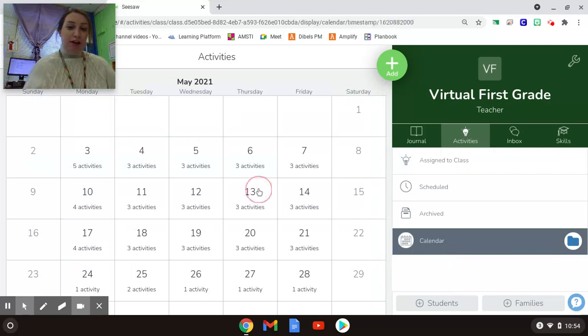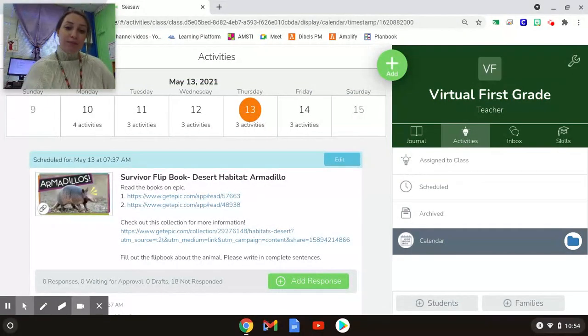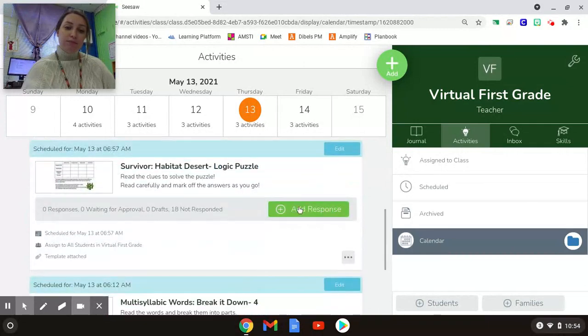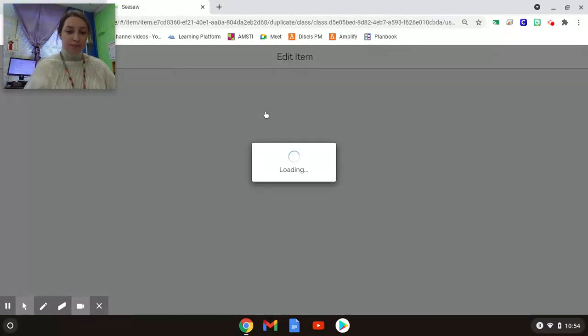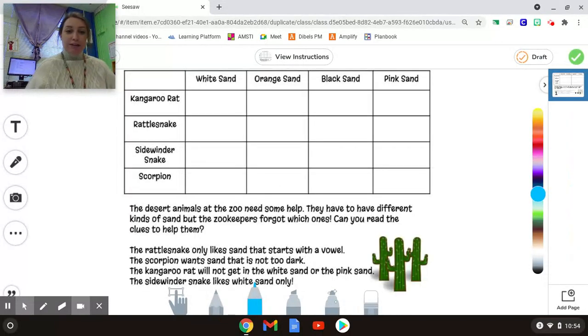So Thursday is our logic puzzle here. Okay, so it says desert animals at the zoo need some help. They have different kinds of sands, but the zookeepers forgot which ones. Can you read the clues and help them out? All right, so here's our clues. The rattlesnake only likes sand that starts with a vowel. The scorpion wants sand that is not too dark. The kangaroo rat will not get in the white sand or the pink sand. The sidewinder snake likes white sand only.